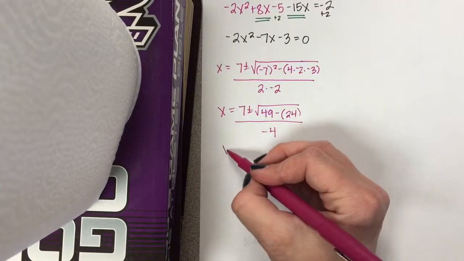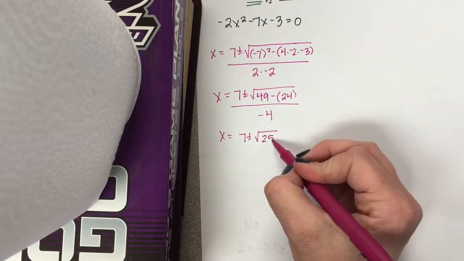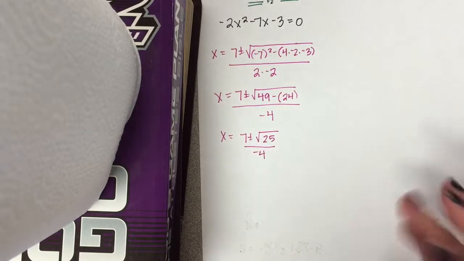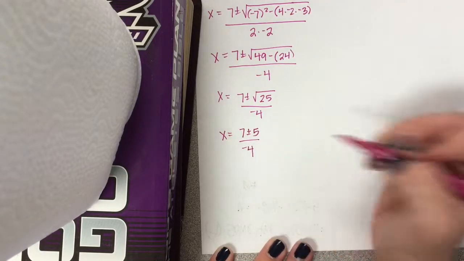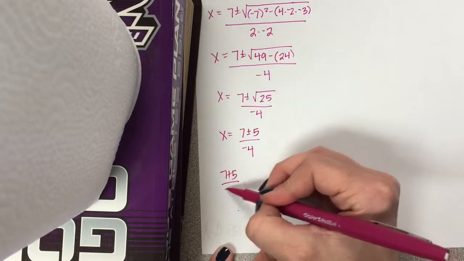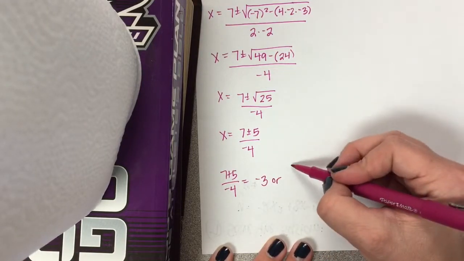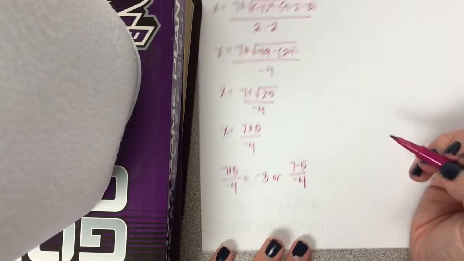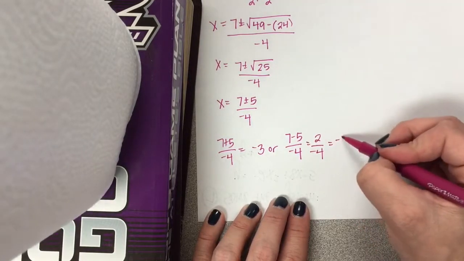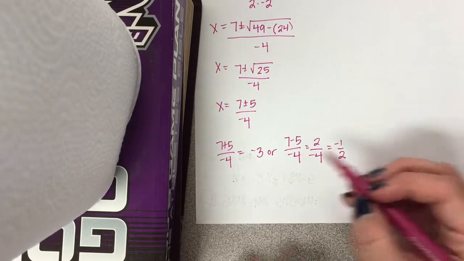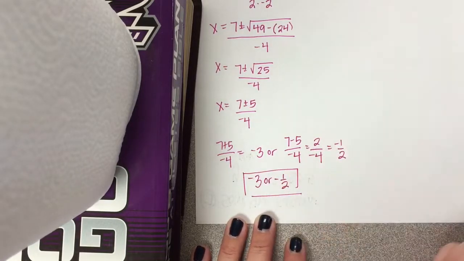Okay, so x equals 7 plus or minus the square root of 49 minus 24, which is 25, all over negative 4. So I shouldn't even need my calculator at this point because it's going to be 7 plus or minus 5 over negative 4. So if I do 7 plus 5 over negative 4, that's 12 over negative 4, which is negative 3. Or I could do 7 minus 5 over negative 4. So 7 minus 5 is 2 over negative 4, which just simplifies to negative 1/2. So I ended up with negative 3 or negative 1/2 as my possible x values.